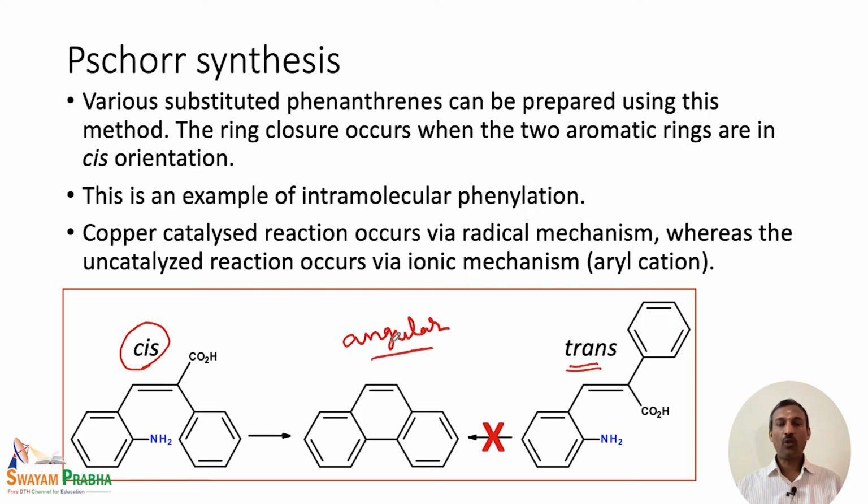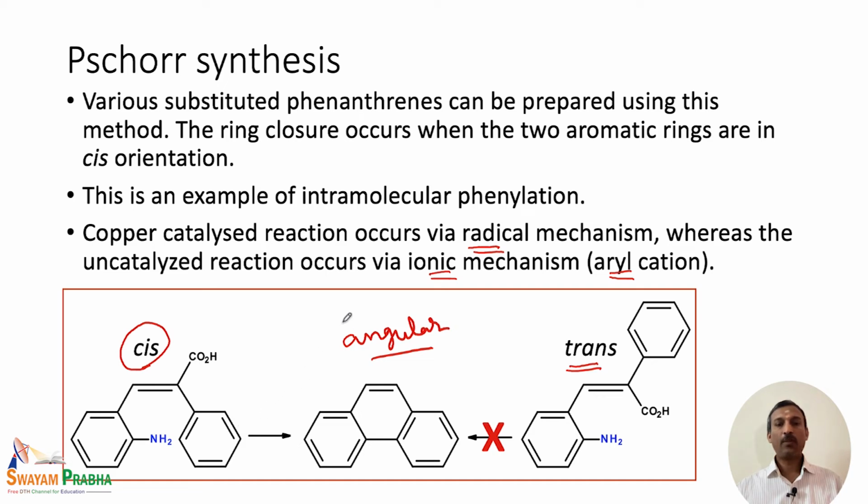phenanthrene has an angular ring fusion. This can be confirmed by the formation of phenanthrene from the corresponding cinnamic acid derivative. Only the cis isomer gives the final cyclized product, and the trans isomer does not lead to phenanthrene. This clearly tells that the ring fusion is an angular ring fusion. When we do the reaction under a copper catalyst, the reaction occurs by a radical mechanism, and if we carry out the diazonium cyclization in the absence of a copper catalyst, it may undergo an ionic mechanism where an aryl cation is the intermediate involved in the cyclization reaction.